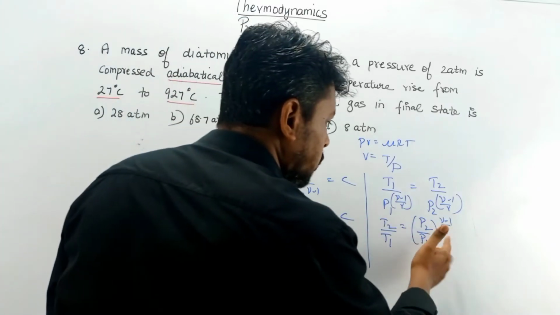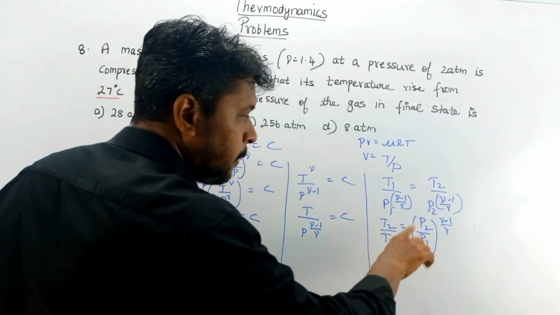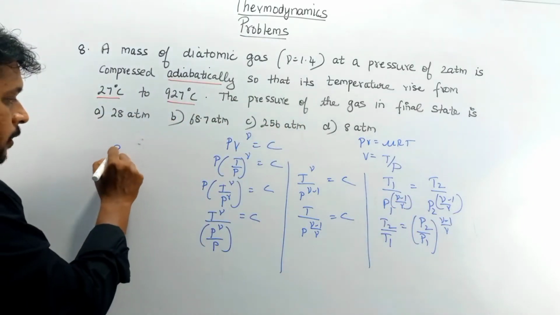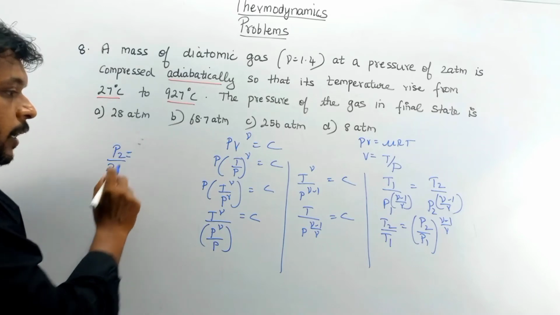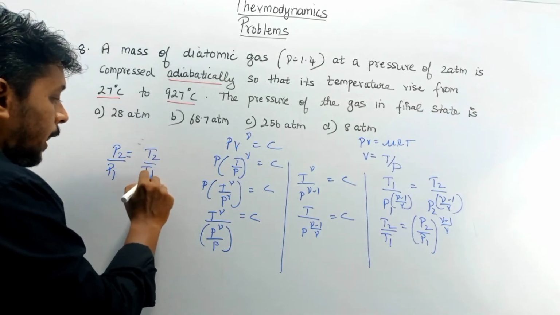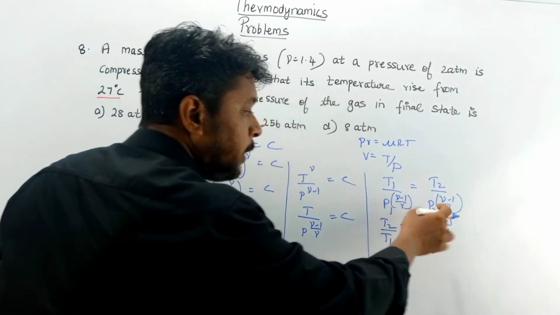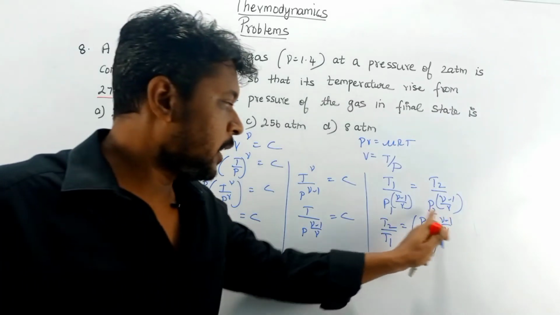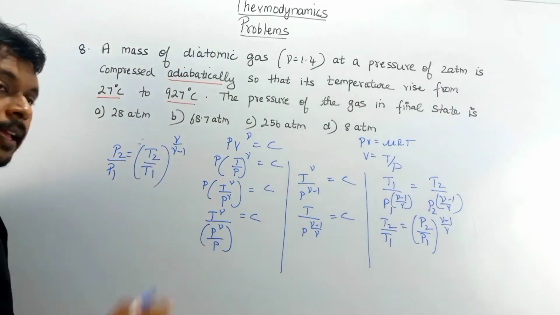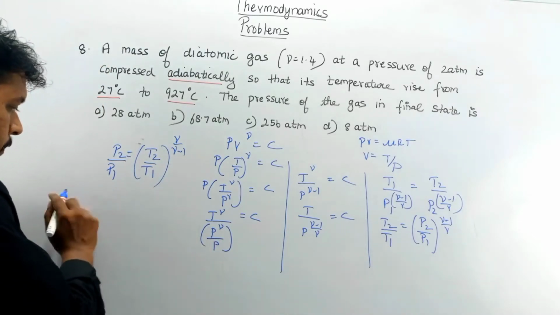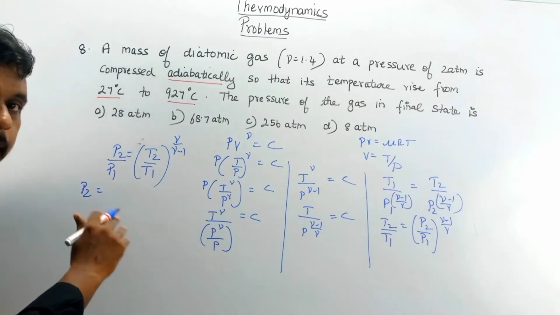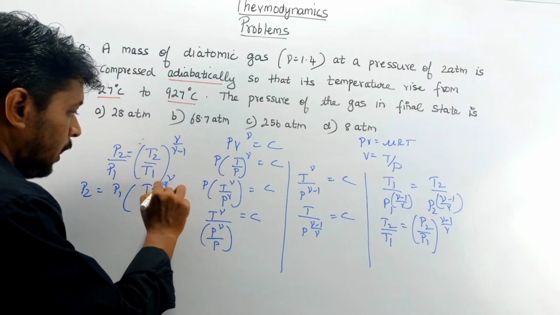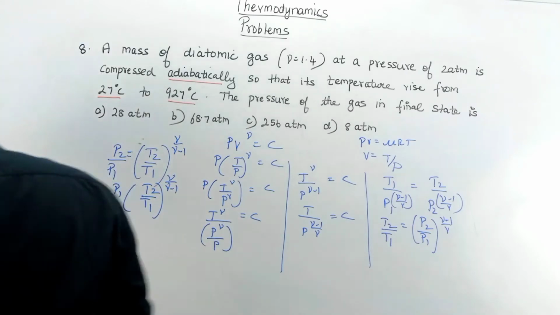Okay, but we need the value of pressure. So I'm going to replace this equation. I'm going to take this power of gamma to the temperature side. So it could be written as P2 by P1 is equal to T2 by T1, and this power will be in reverse. It will be written as gamma by gamma minus 1. So when it comes here, it will be reversed, gamma by gamma minus 1. Okay, so now P2 will be equal to P1 into T2 by T1, the whole power gamma by gamma minus 1.